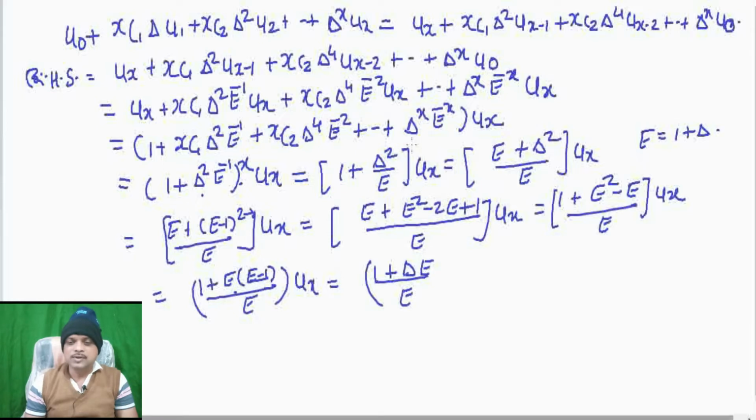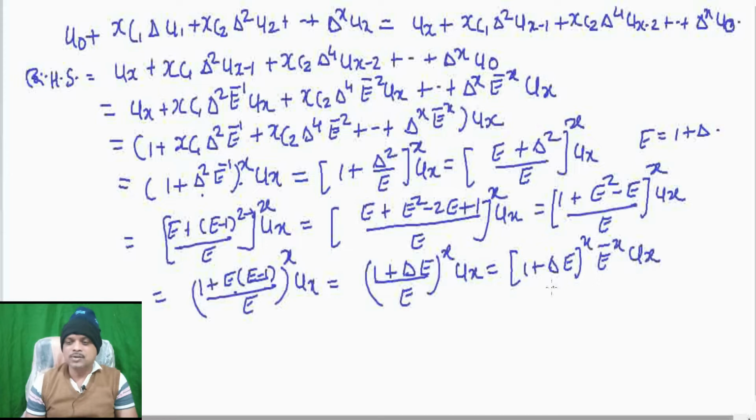So this is whole raised to x, friend, everywhere whole raised to x, and this is whole raised to x into ux. So 1 plus delta into e whole raised to x into e raised to minus x operating on ux.